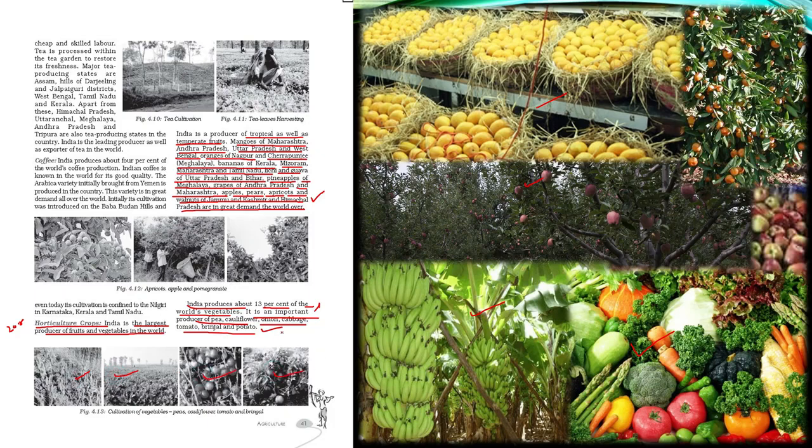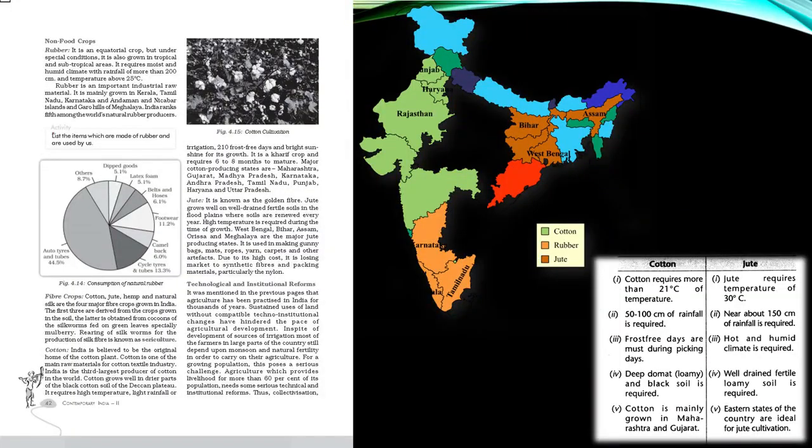Then, apart from the food crops, we have non-food crops, the most important being rubber. Rubber is also a plantation crop, that is, it is grown on an extensive piece of land which requires a lot of capital investment and a lot of skilled labor, and here also the processing of the raw material is done at the site itself. So rubber is an equatorial crop, but under special circumstances or conditions, it is also grown in tropical and subtropical areas, and because India lies in the subtropical and tropical zone, rubber is grown in our country also.